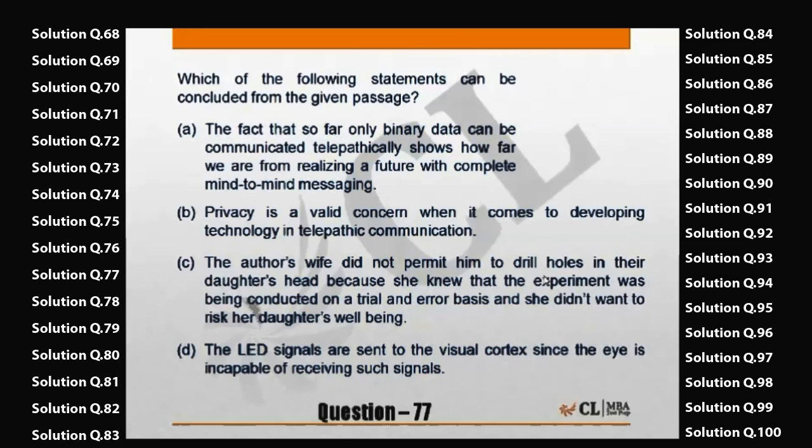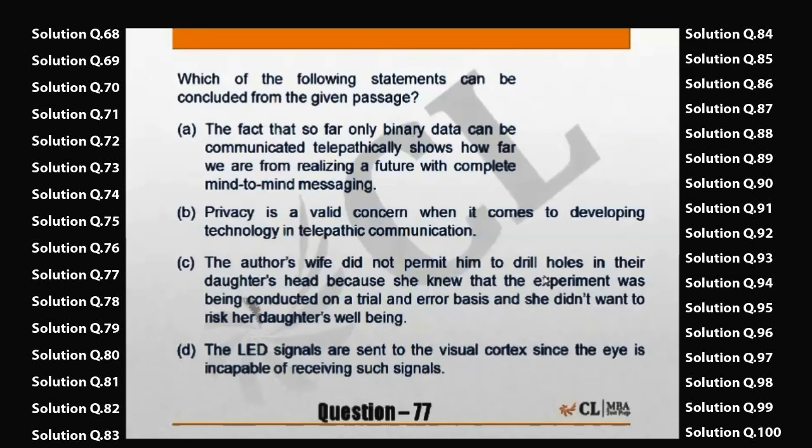The passage does not at all indicate that we are far from or close to realizing a future with complete mind-to-mind messaging. There is no clue towards this. Thus, option A cannot be taken as the answer. Option C is not the answer because the passage does not mention why the author's wife did not permit him to drill holes in the daughter's head, whether she was scared for her daughter's well-being, or anything else for that matter. It does not delve into that particular issue.